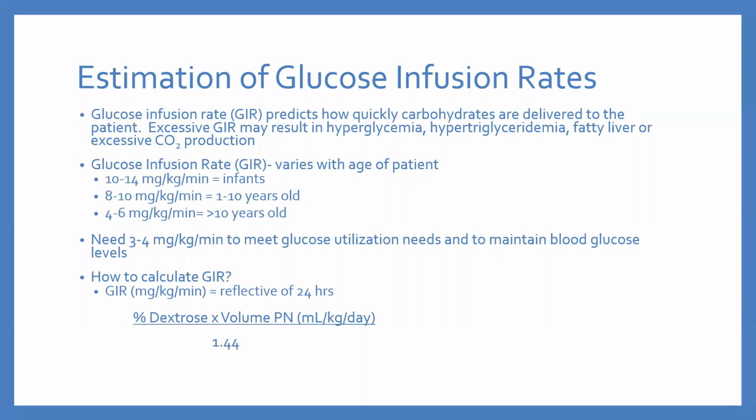How do you calculate that? You can see the equation down there. Now, one thing to realize is that 1.44 is reflective of a 24-hour. So if the PN nutrition is less than 24 hours, basically you take the hours, multiply it times 60 and divide by 1,000. But that is one way you can calculate it out.